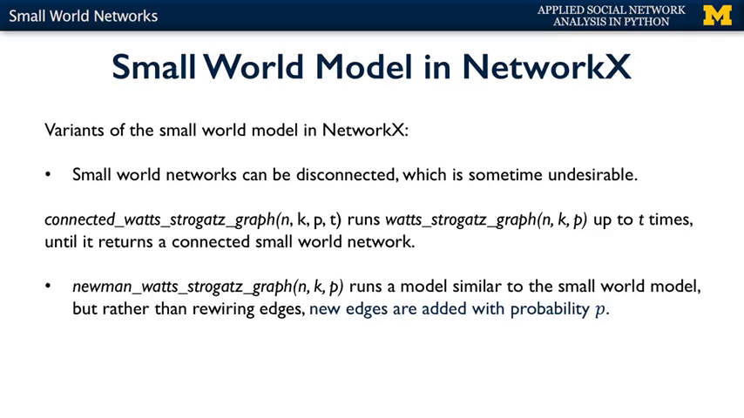There's also the Newman-Watts-Strogatz graph, which is very similar to the small world model, but instead of rewiring the edges, when it's time to rewire an edge, it actually adds a new edge and leaves the other one still in the network. And it still does this with probability p. So instead of rewiring, it adds additional edges.